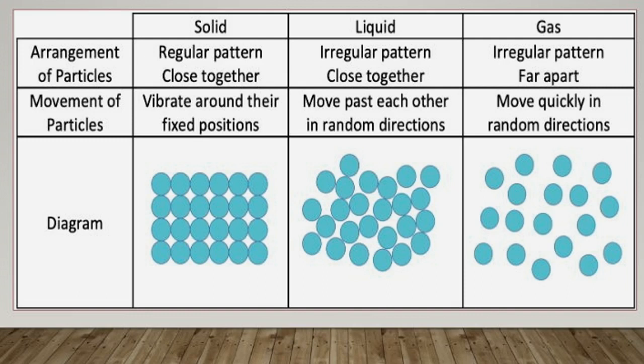Now, having looked at the arrangement, let's see how the particles move. Are they able to move past one another? Now we go back to the solid. We have seen the particles in the solid are close together and they have a regular pattern. If you observe closely, there is not much space in between them, which means these particles are not able to move from one place to the other, because they have to be in that regular pattern.